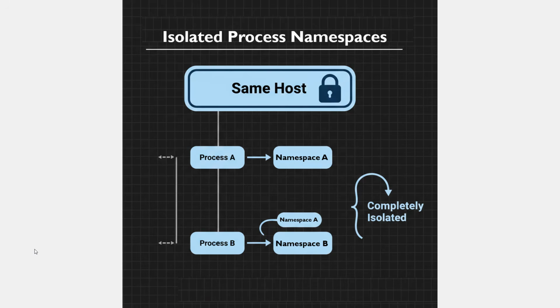A namespace is a boundary. It allows a process to see only a part of a system. The host still sees everything, but the process inside the namespace does not. So instead of just talking about this, let's prove it using the terminal. Let's go back to our terminal.